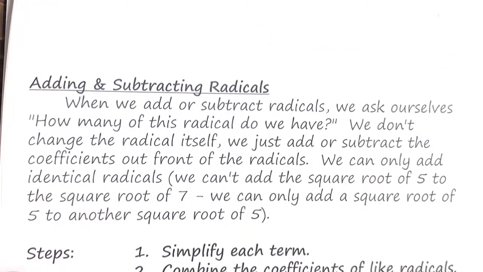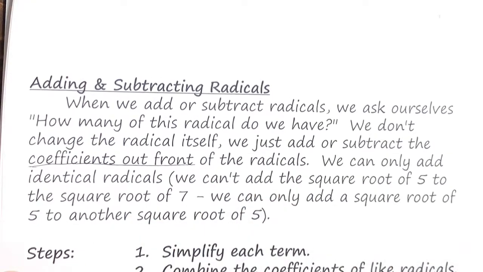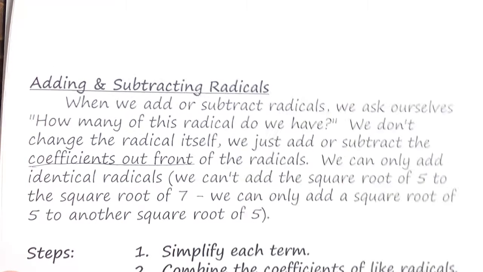So when we add or subtract radicals, we ask ourselves, how many of this radical do we have? We don't change the actual radical itself. We just add or subtract the coefficients, or the numbers out front of the radicals. So we only add identical radicals. So that means they have to be the same type of square root. We can't add a square root of 5 to a square root of 7. So they have to be the same type of root and the same number on the inside of the root.